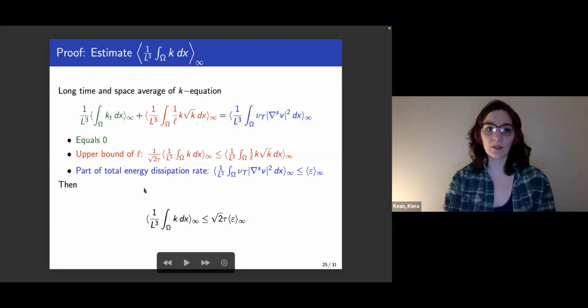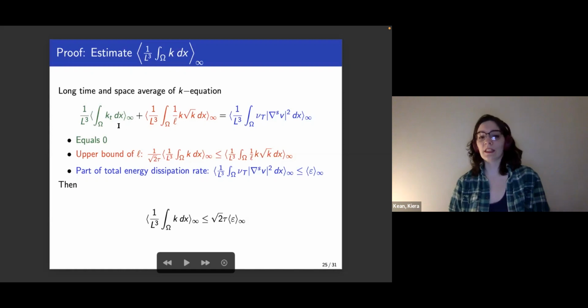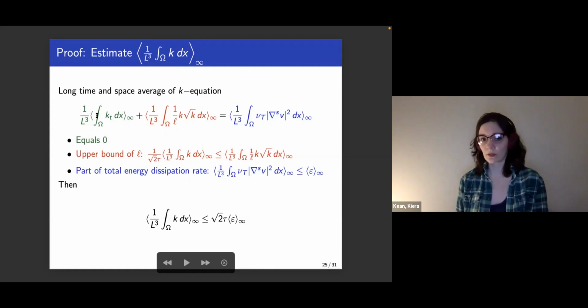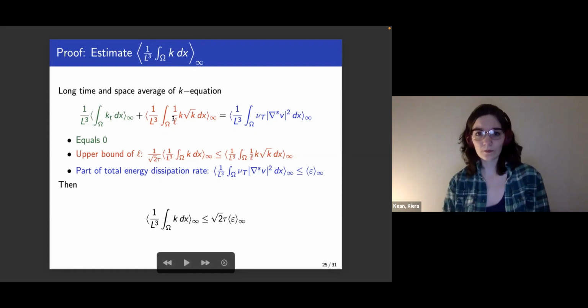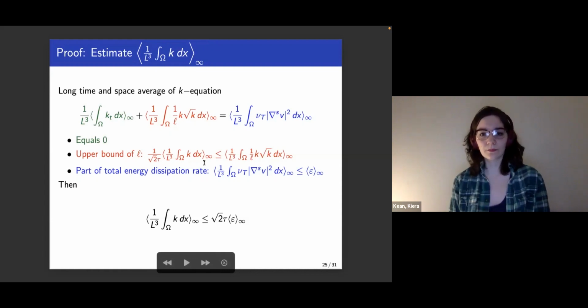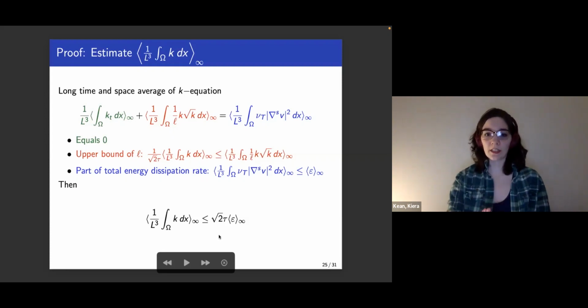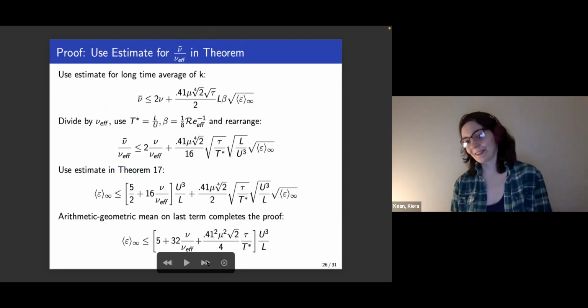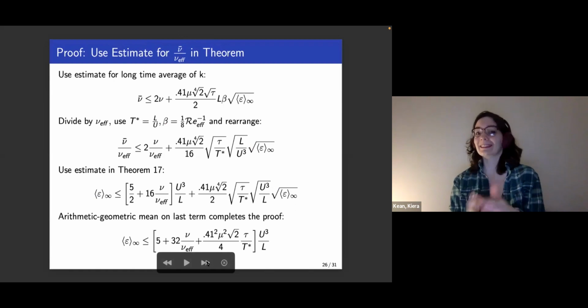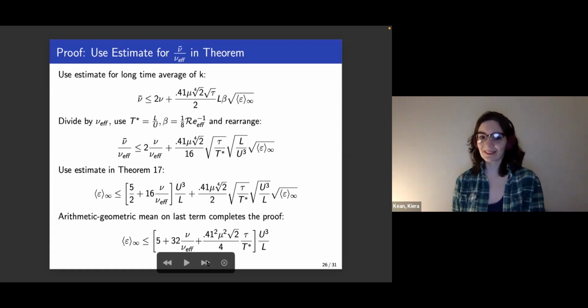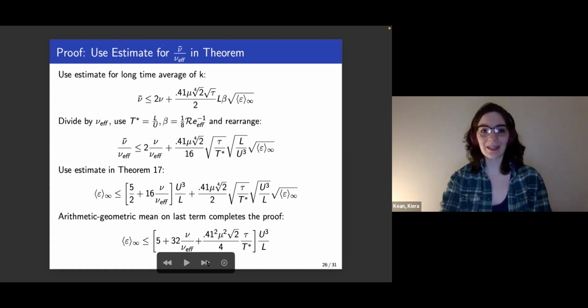So if we take the long time space average of the K equation, some terms drop out. This is equal to 0 by the uniform bound on K. And then we have, I can bound this term below and this term above. So kind of have, this is our final result. Or I say final, and then plug it back in. Decent bit of rearranging, arithmetic geometric mean, and we have the final result for real this time.